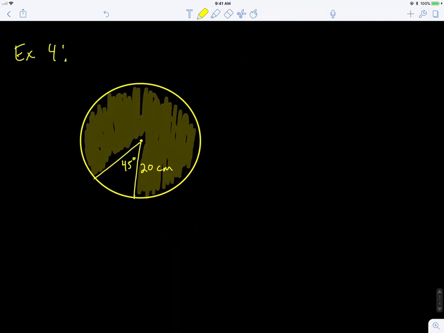Let's do another example. What if you wanted to find the area of that portion of the circle? Well, if I know this arc is 45 degrees, the rest of it is 315 degrees because the entire circle is 360. So I need to use 315 over 360 because that's the part of the circle I have. It's almost the whole circle, right? That sets up my fraction of the circle.